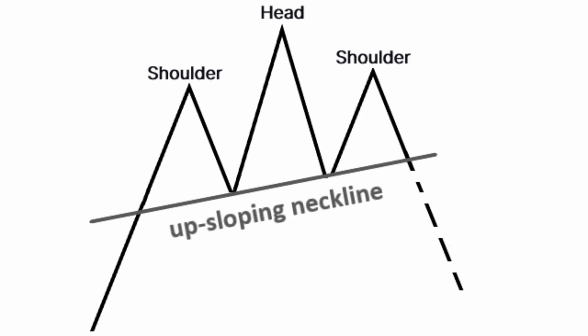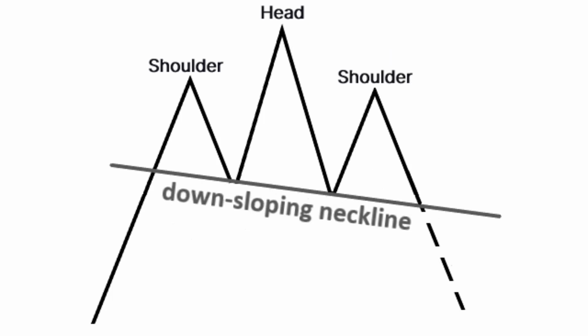If the second low is higher than the first one, the line slopes upward, and this is an upward sloping neckline. This shows that buyers were still able to push the price to a slightly higher low. Even though the pattern is forming, the market still has some upward momentum. Because of this structure, the neckline points a bit higher as time goes on.